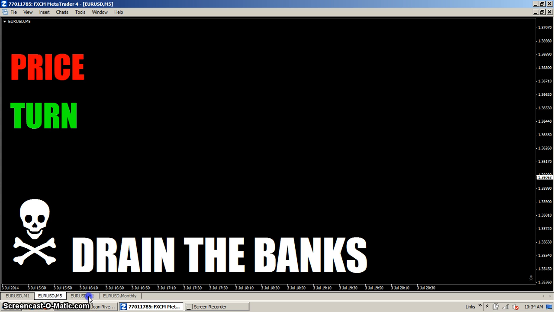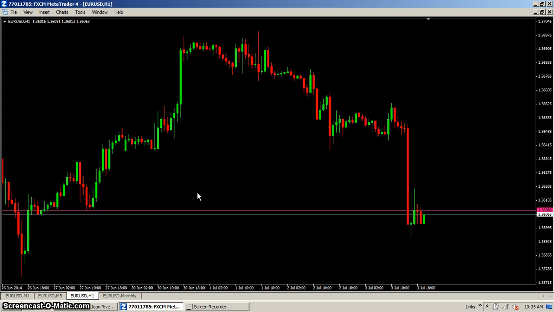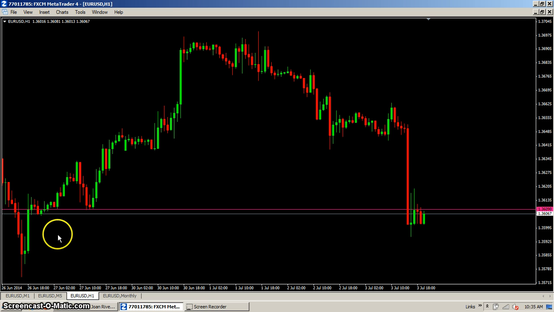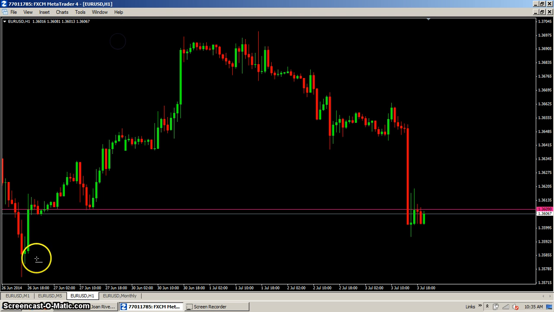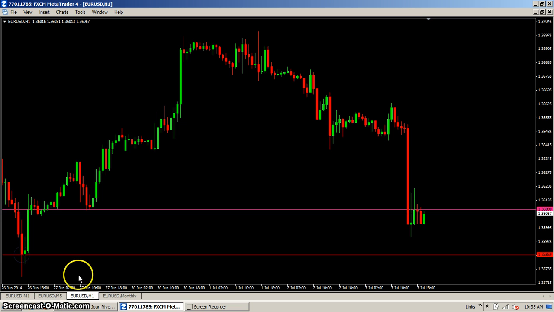So let's just look at a blank naked chart of the euro. Now, everybody can see with their own two eyes right here was the low. That was the low. And you can see a red candle, meaning price went down, came up and closed here, and then a green candle. Red, green. So right here, we have a price turn. Let's just put a horizontal line right there.